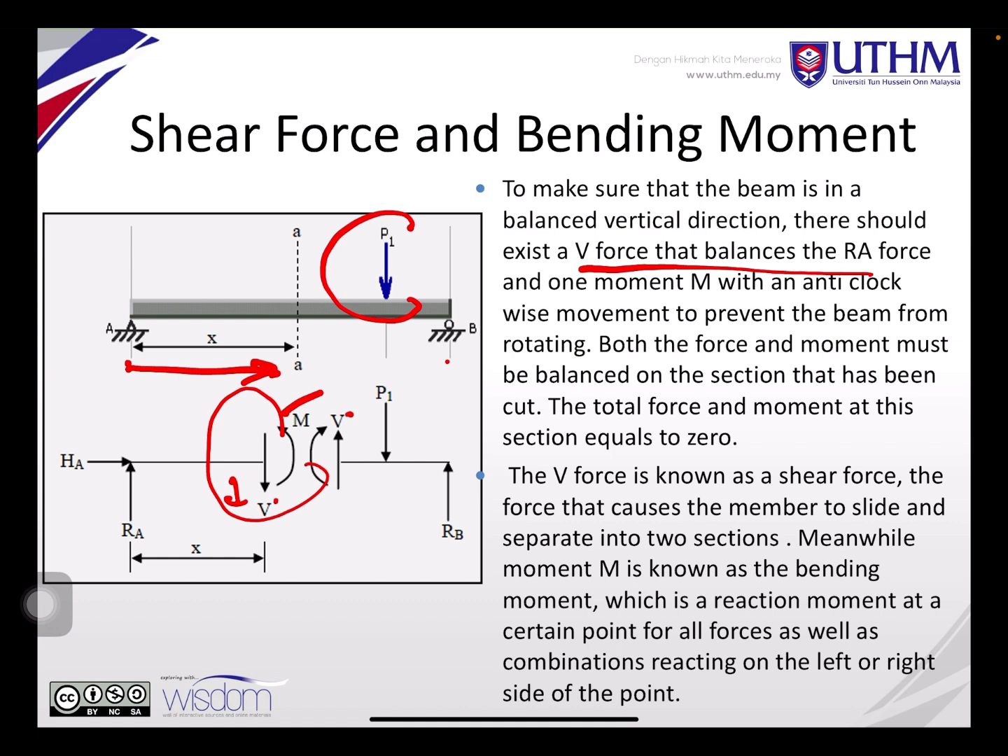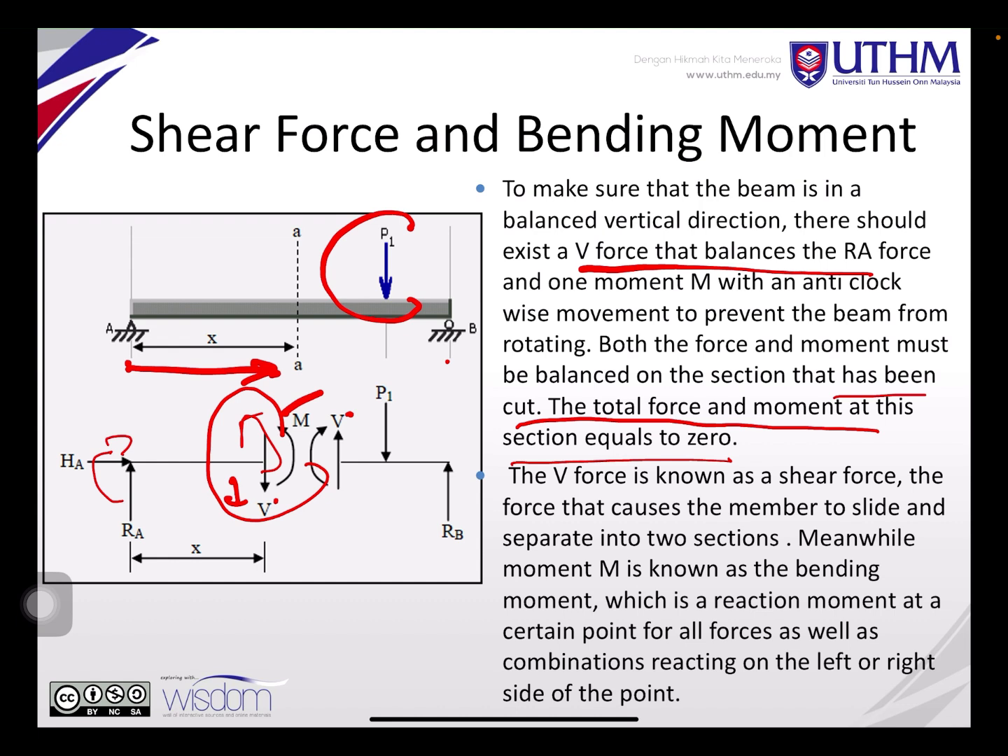The anticlockwise moment prevents the beam from rotating. Both the force and moment must be balanced on the section that has been cut, so the total force and moment at this section is equal to 0. When you cut here, the moment will be here, so you need something to balance it. If not, this section will be bent over. So, make it stable.